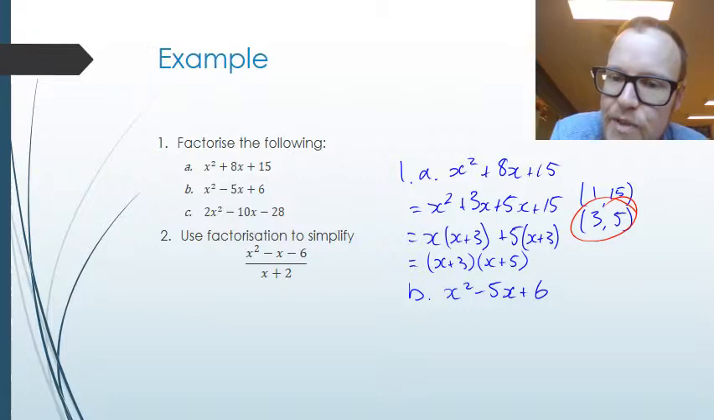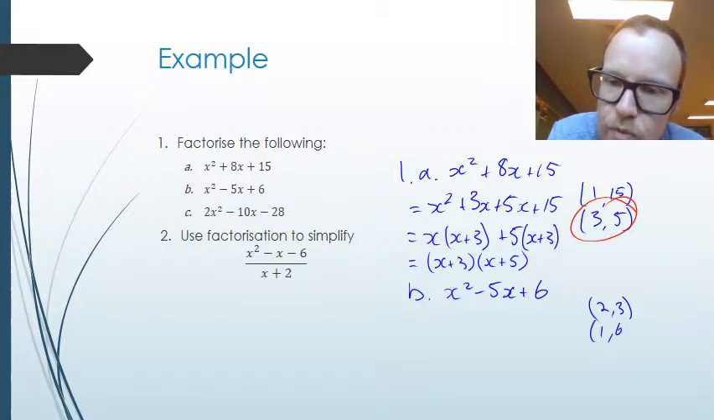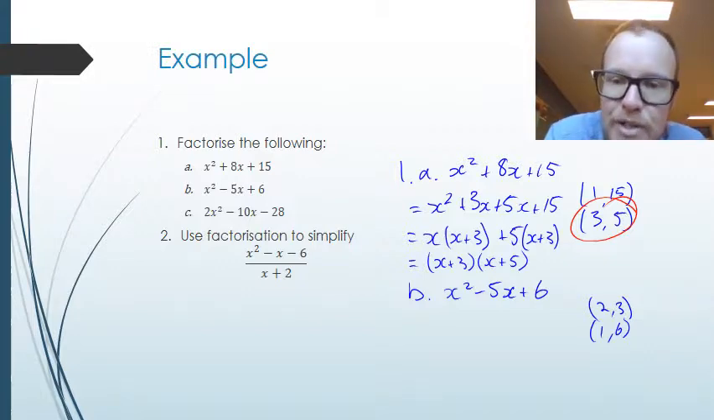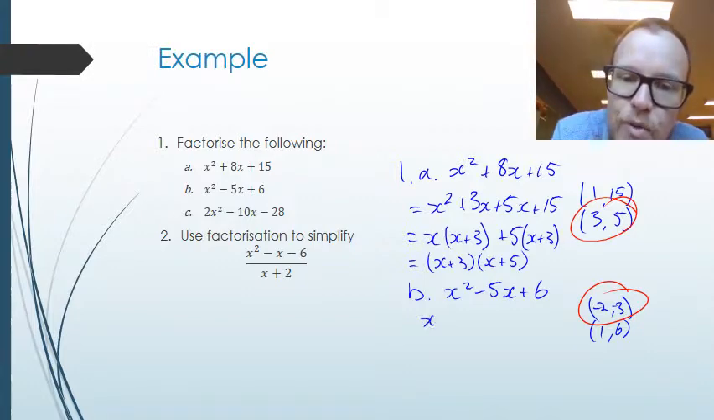Looking at b, we've got x squared minus 5x plus 6. So we need to look at factors of 6. 2 and 3 are the only real factors of 6, or 1 and 6. But neither of those add to negative 5. If I'm going to get a negative 5, I'm going to have to use some negatives. So negative 2 times negative 3 is also 6, because negative times negative is positive, and negative 2 plus negative 3 is negative 5. So this works: this equals x squared minus 2x minus 3x plus 6.